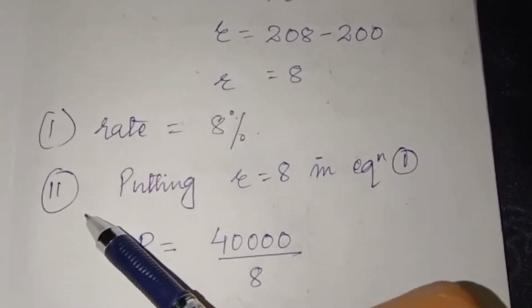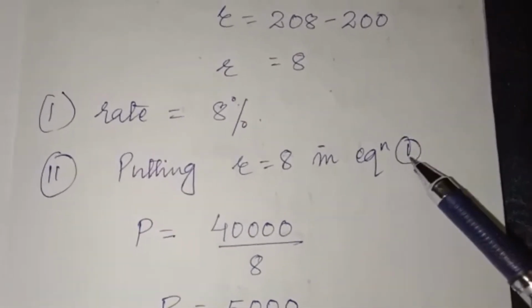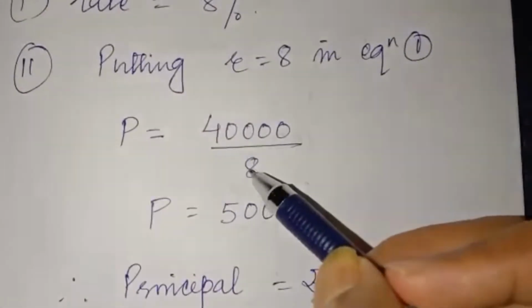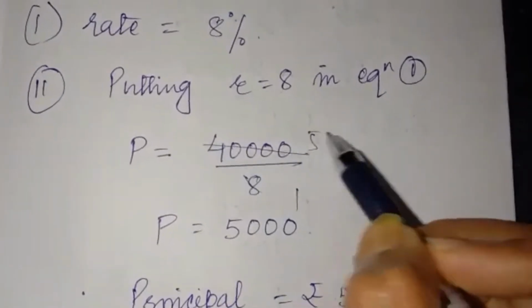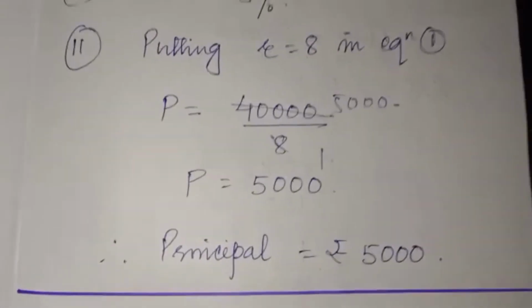To find the principal, we will put this value of R in equation 1, which is P is equal to 40,000 by 8. Now you cancel this. 8 1s are 8, 8 5s are 40, 0 0 0. So 5,000. So principal is 5,000.